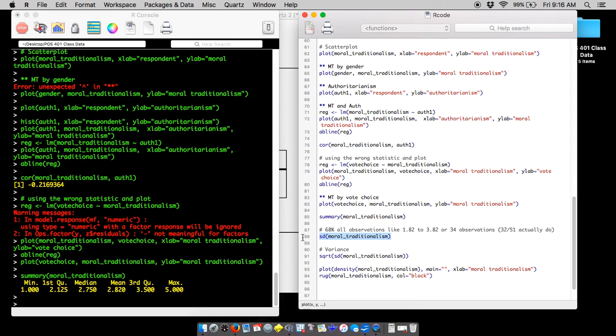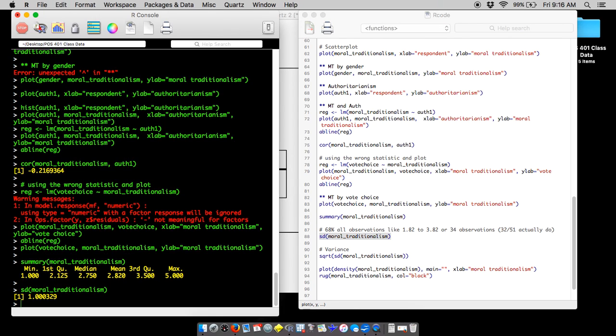Okay. We can calculate the standard deviation of moral traditionalism. That's going to be 1. And so what the standard deviation tells us is that 68% of all observations are going to fall within the range of 1.82 to 3.82. Right? And how do I calculate that? Well, I take the mean, 2.82, and I add and subtract 1. So that's the standard deviation.